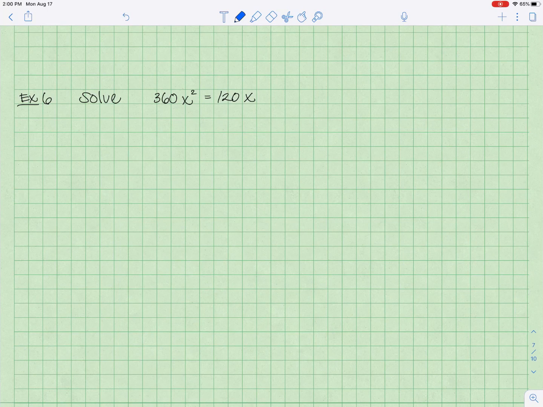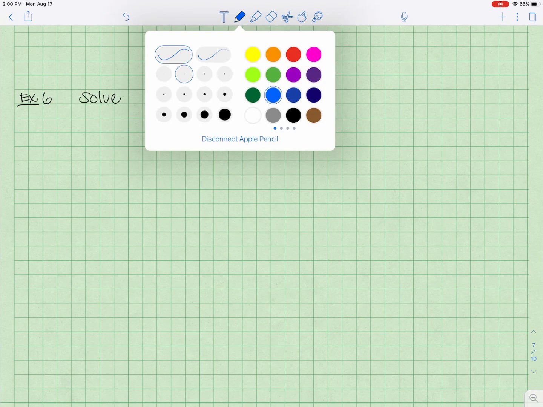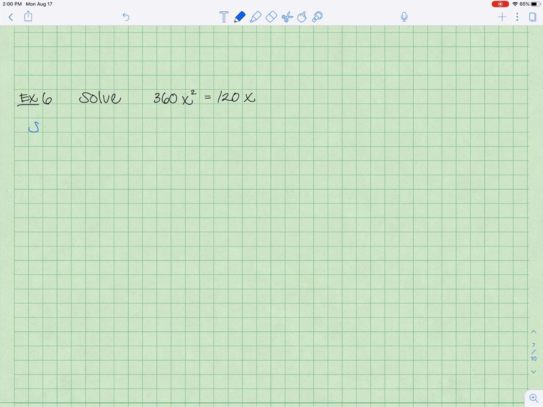All right, let's take a look at solving some more quadratic equations by factoring using the guidelines that we had talked about. Let's go over those. Here we go. Step number 1 was get it into standard form, and that is ax squared plus bx plus c equals 0.